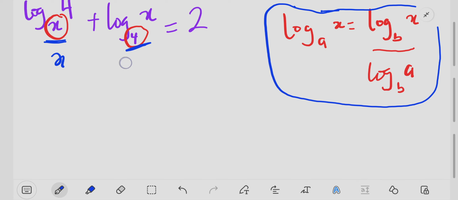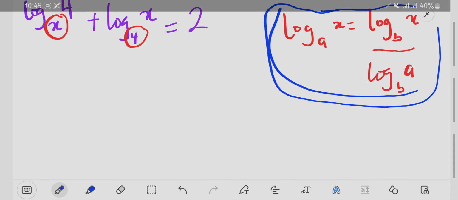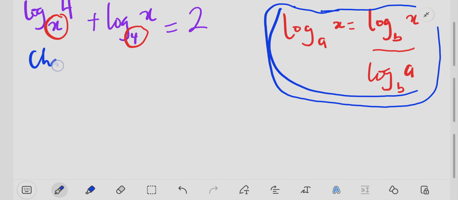So it's a matter of preference, whichever way you want it. Just follow the same procedure over here and you're going to end up doing it the right way, right? So I'm going to go with the first one, changing it from base x to base 4. Or you don't even have to write this.